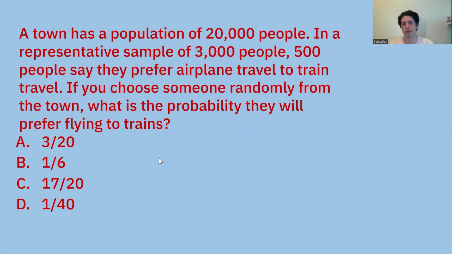A town has a population of 20,000. Okay, that's more of a town-sized town. In a representative sample of 3,000 people, 500 people say they prefer airplane travel to train travel. If you choose someone randomly from the town, what is the probability they will prefer flying to trains?